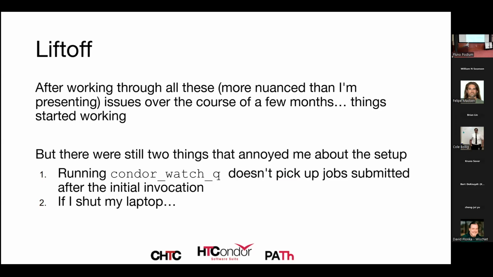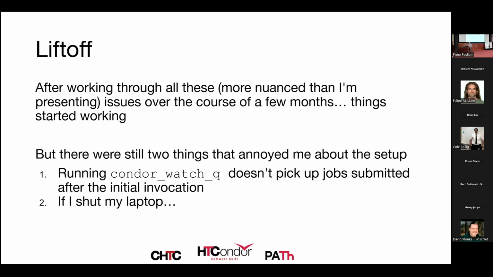There were still a few issues that just didn't sit right with me. The first one is that if I start Snakemake on the access point, and I open up another terminal and run condor_watch_q because I want to see my jobs running and then completing and then Snakemake submitting the next batch of work, condor_watch_q doesn't pick up any of those jobs that weren't already in the queue when I started running it.